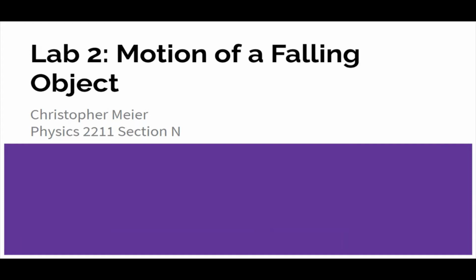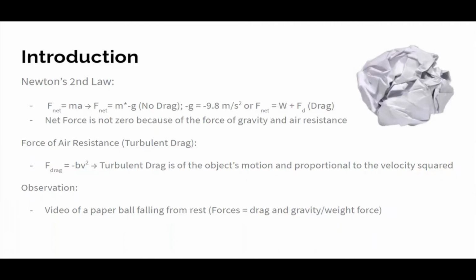This video is Lab 2 for Physics 2211, Section N on the motion of a falling object. In this lab, I'll observe a crumpled up paper ball fall from rest, moving in the negative y direction. We will then predict the motion of the falling object with a computational model with only the force of gravity, and a model with both the force of gravity and the force of drag.